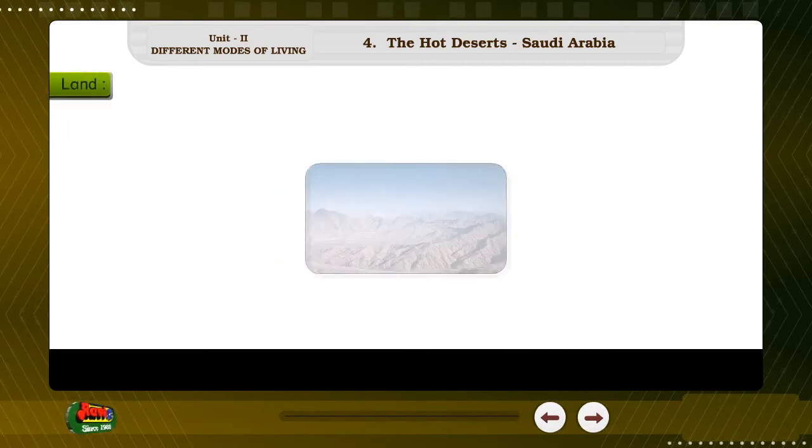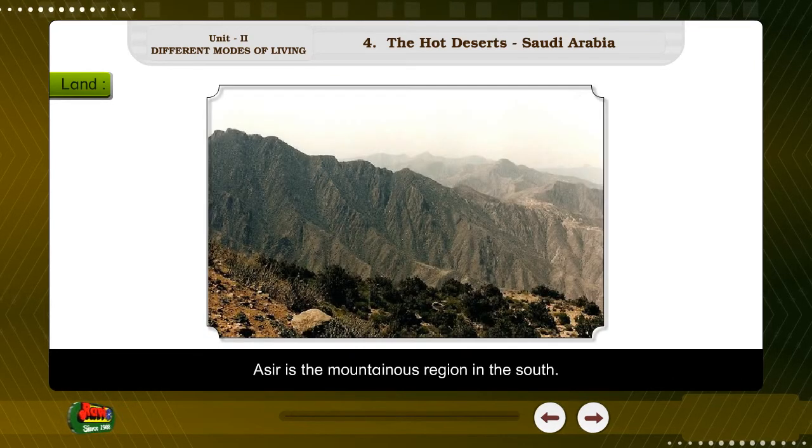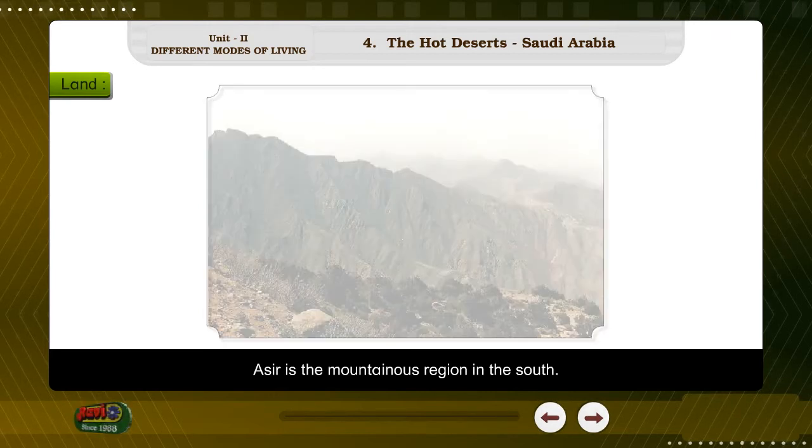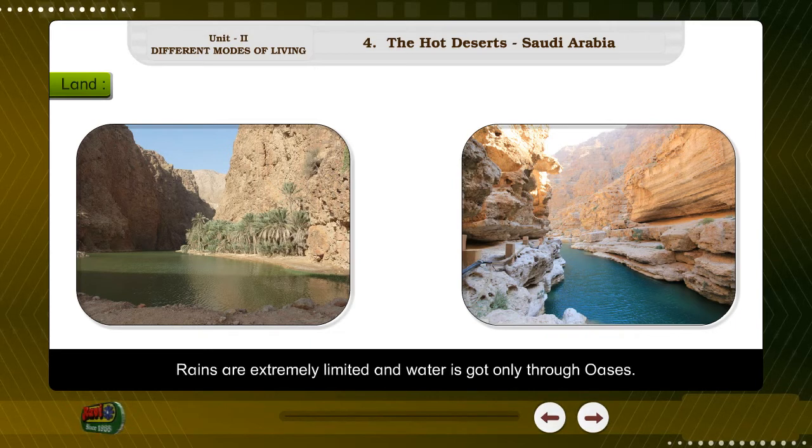Land: the land in Saudi Arabia is high and mountainous. Hijaz is the mountainous region in the north. Asir is the mountainous region in the south. As the land is sandy with no rivers and lakes, there are only wadis which flow after rains. Rains are extremely limited and water is got only through oases.